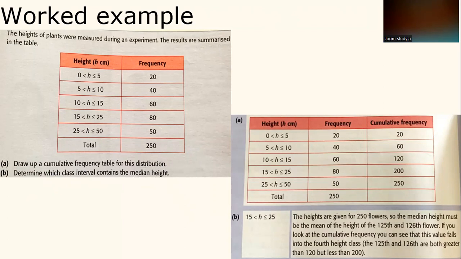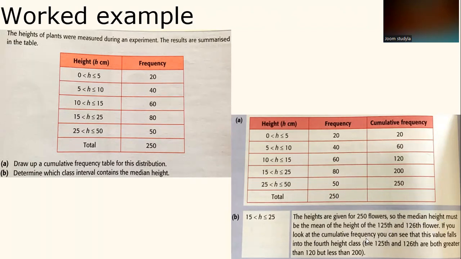To get the median height, the total of the frequency is 250 plants. So the median height must be the mean of the heights of the 125th and 126th flowers of the plant. That means 250 divided by 2, and you get 125 and 126 in between.